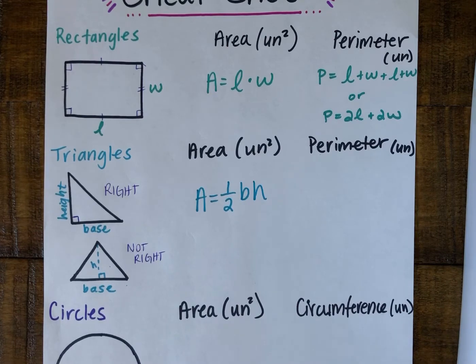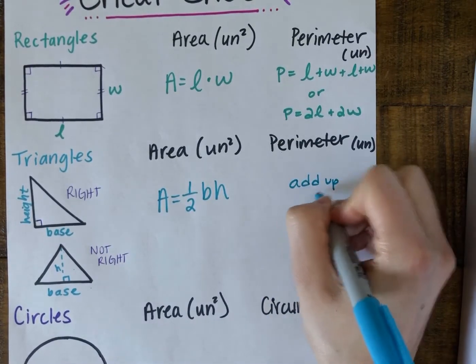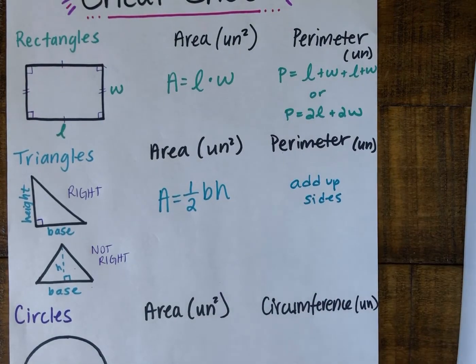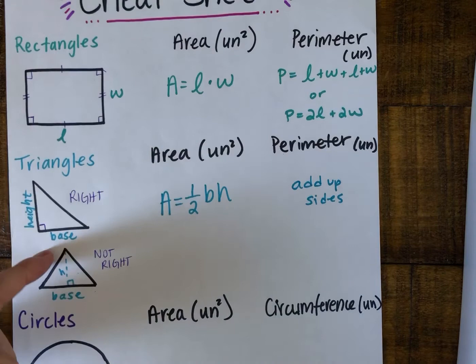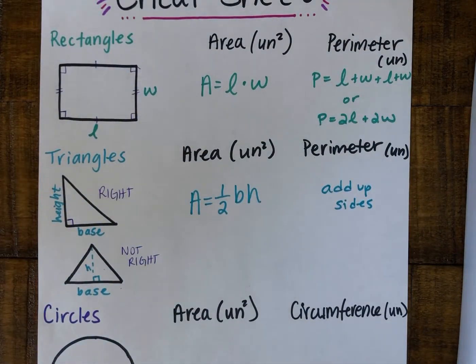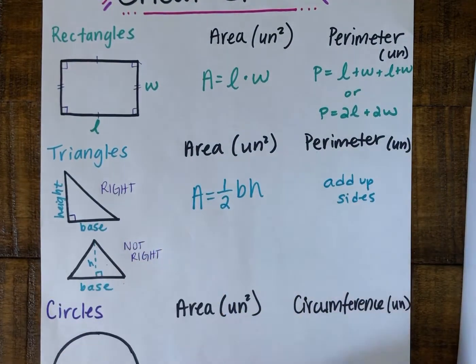For perimeter of the triangle, you would add up the sides. You could come up with some sort of formula here, but if you're given all the sides of the triangle, then you'd add them all up. At this point in your schooling, you probably won't be asked to find the perimeter of a lot of triangles unless they give you all of the sides possible. So we probably are just going to be focusing on area when we're thinking about triangles, but the perimeter would work adding the sides up.